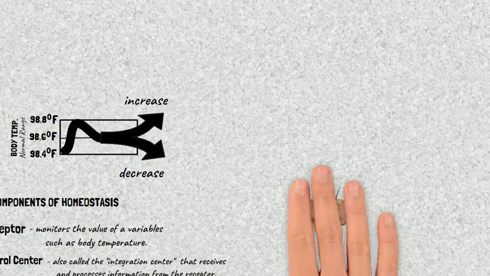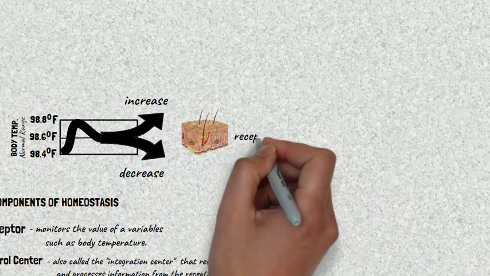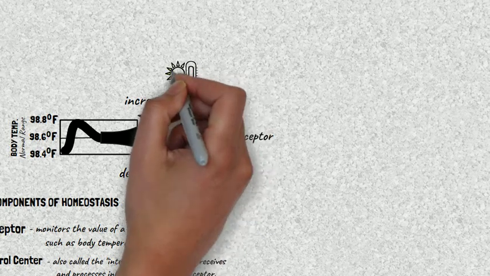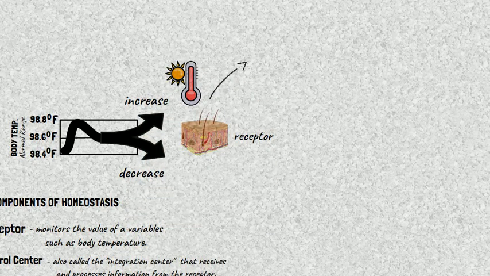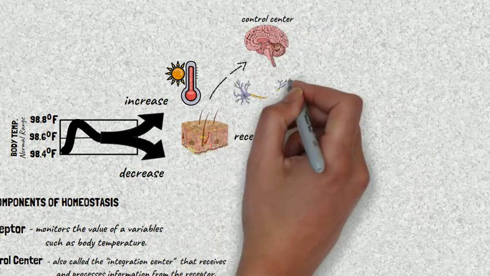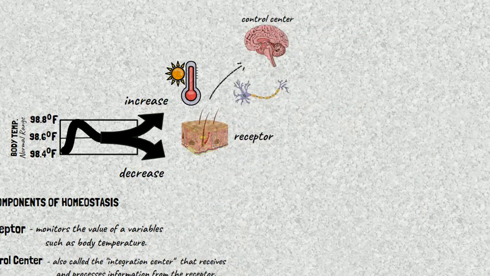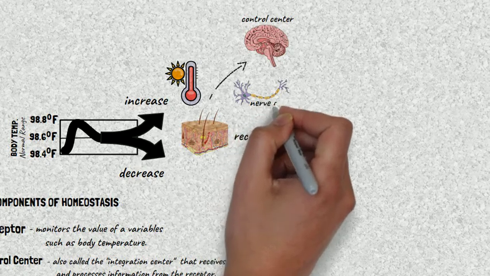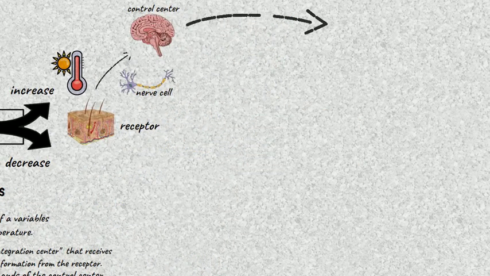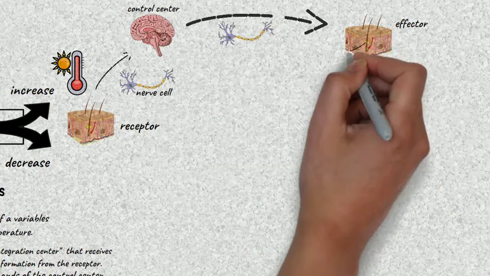Now, in our example, the skin acts as a receptor. It monitors the changes in body temperature. When the homeostasis is disturbed through the increase of body temperature, the receptor sends information to the control center. In this case, nerves send information to the part of the brain that is responsible for regulating body temperature. Then the control center causes an effector to respond. In this case, nerves send information to the sweat glands.